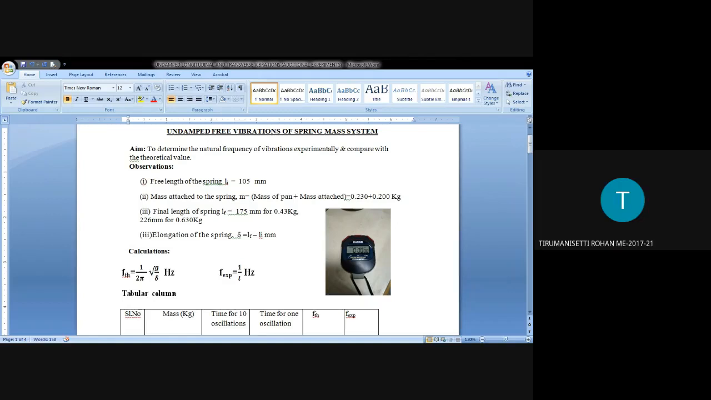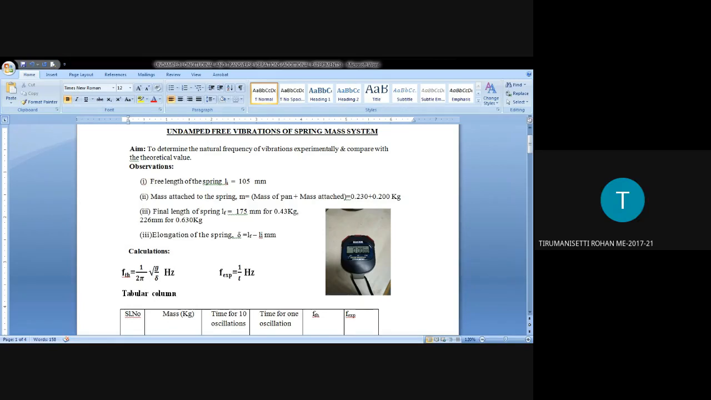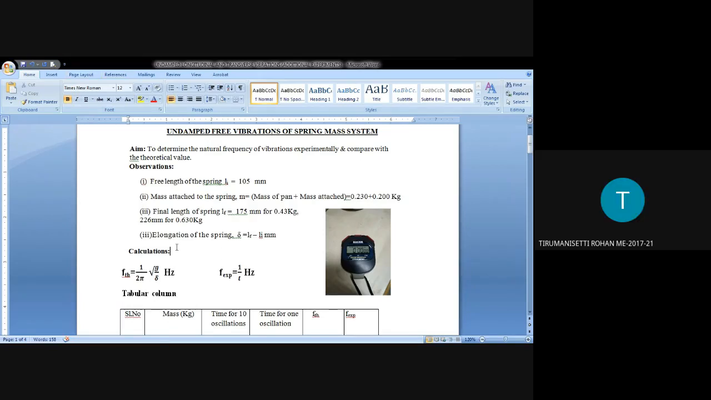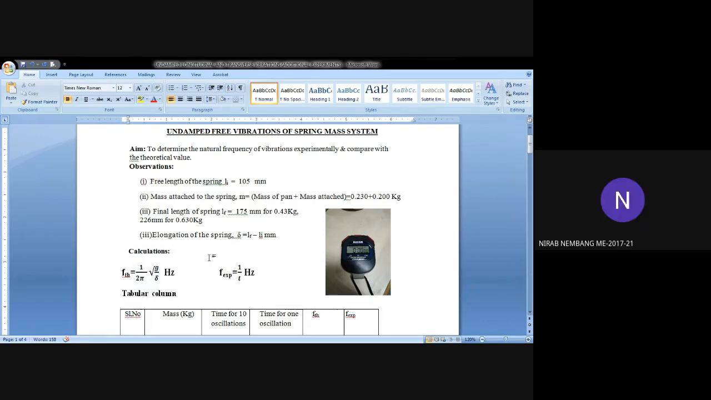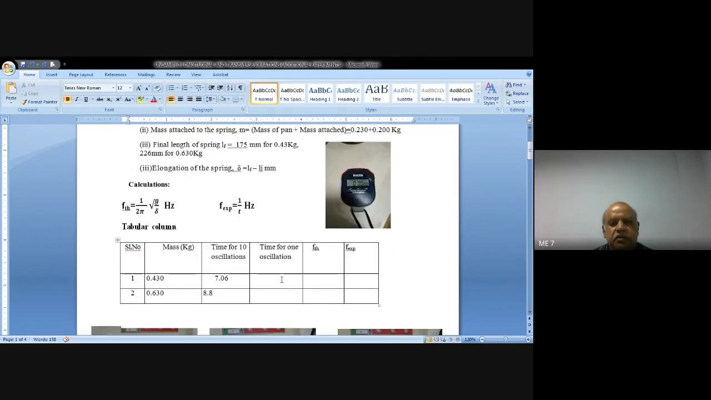Sir, is it 0.06? 0.06, just check, like 0.0595. No. Sir, is it 1.884? 1.884, that's correct. Theoretical frequency is 1.884 hertz.